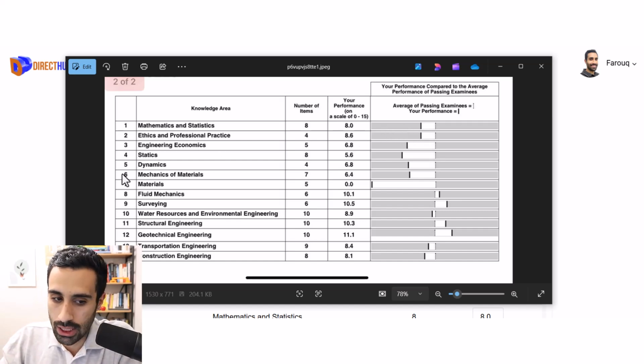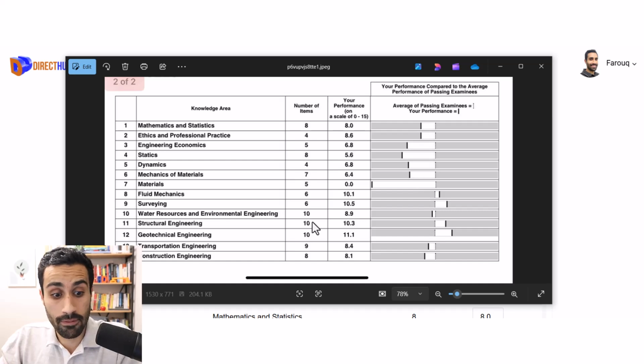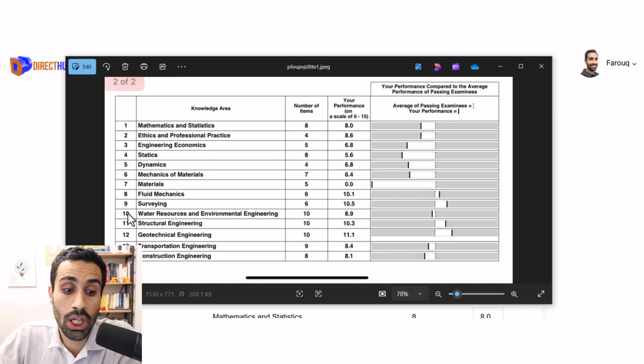For this, topics 1 through 7 are going to be very apparent. Construction is lacking, topic 14 for this. It's below the average. But this student did pretty well on the second section topics compared to the first half, topics 10 through 14, water resources up until construction.